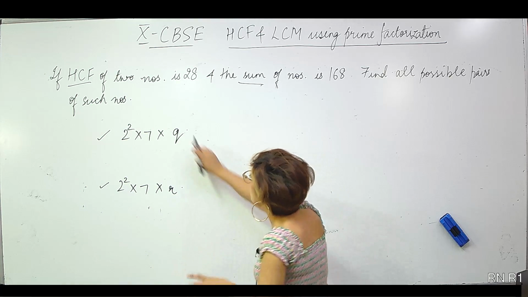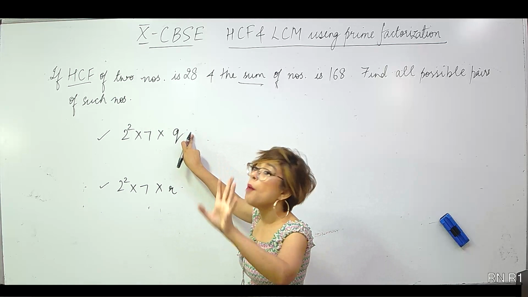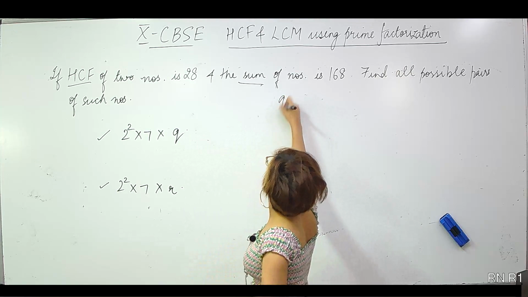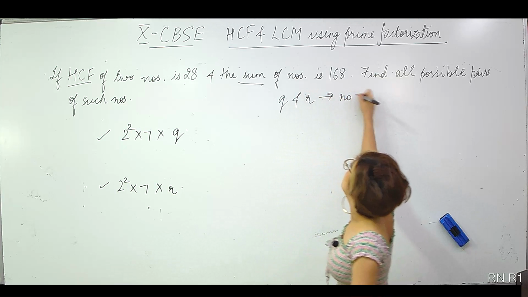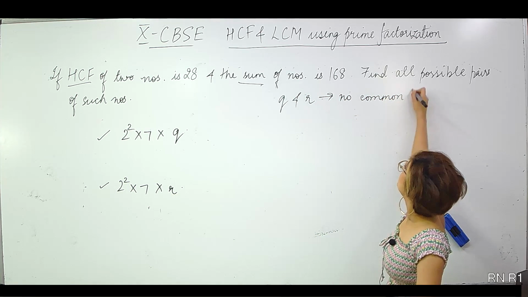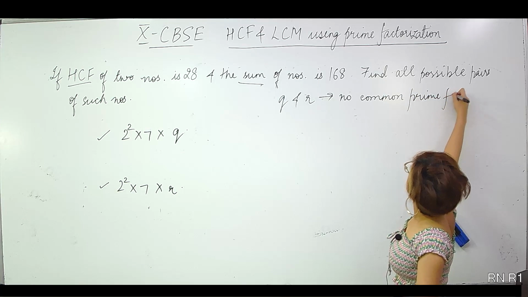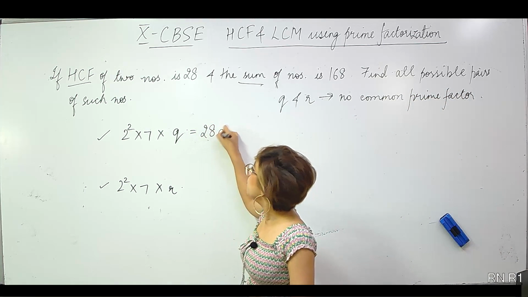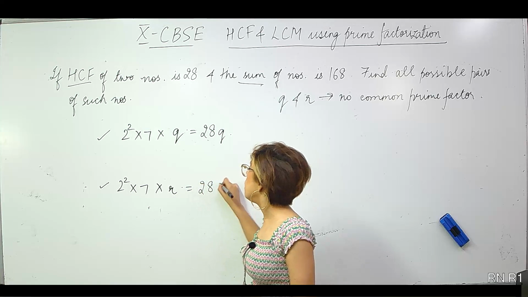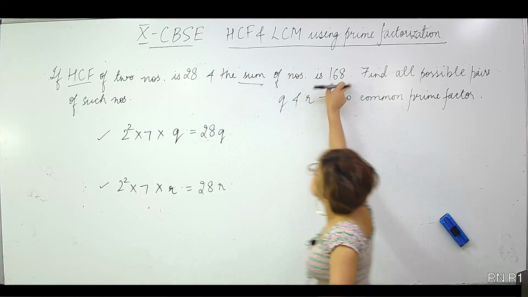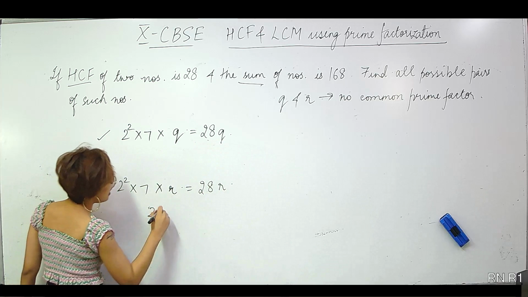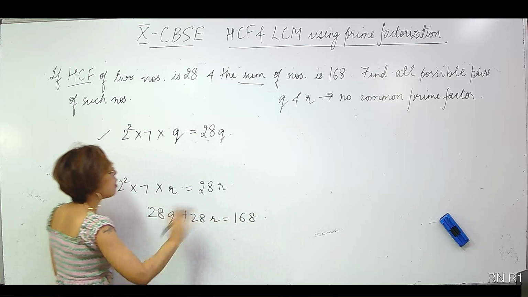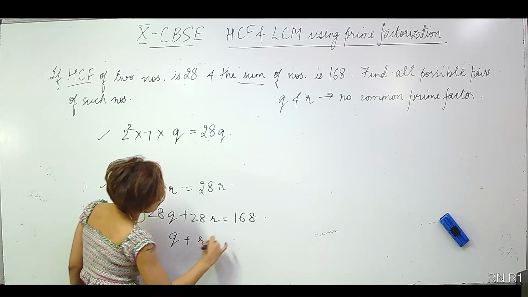Right? Mind it, Q and R do not have any common prime factor, because, take note of the HCF. Q and R, no common prime factor. Right? So this number basically becomes 28Q. This becomes 28R. Now it says the sum of two numbers is 168. This plus this, so 28Q plus 28R is equal to 168. You can take 28 common and you'll get Q plus R is equal to 6.